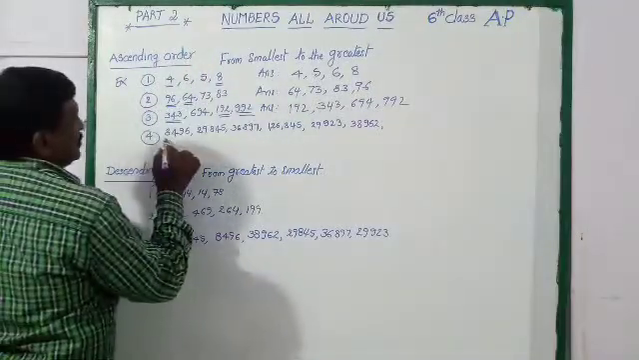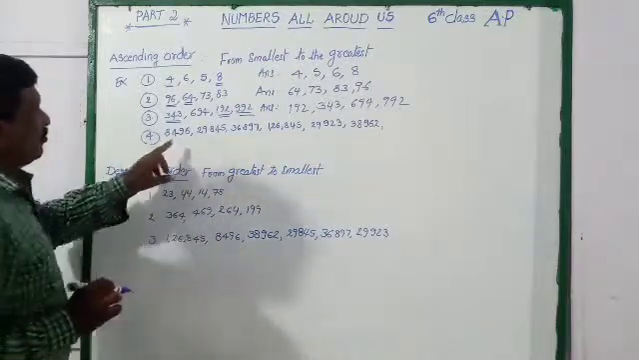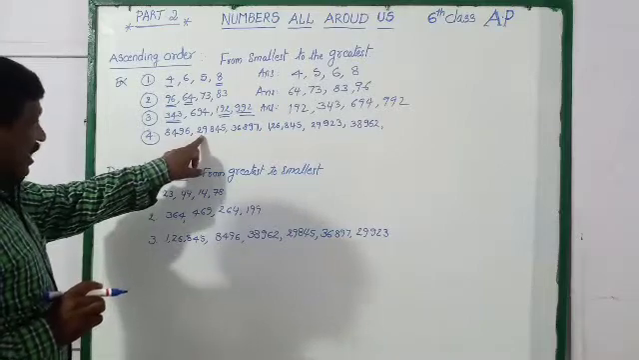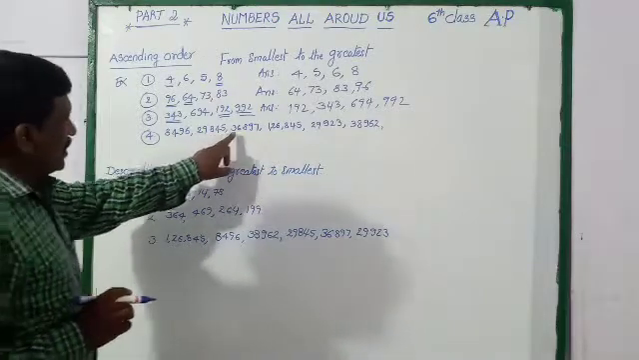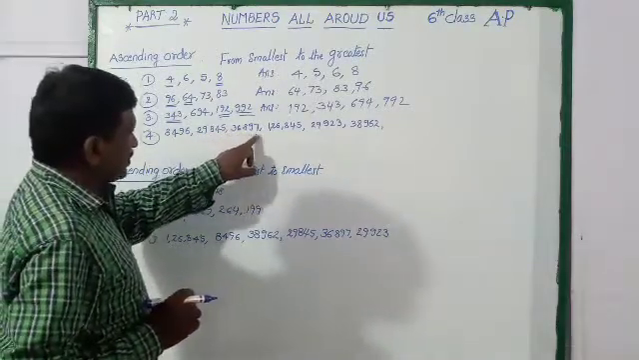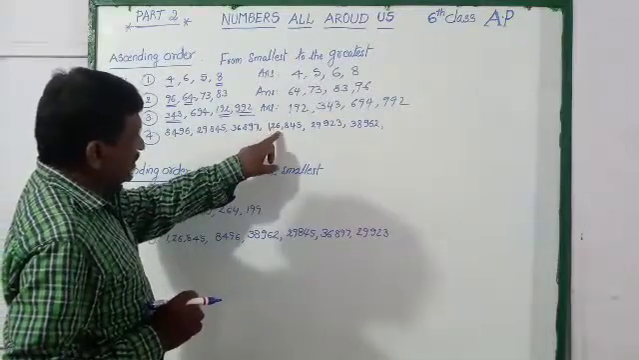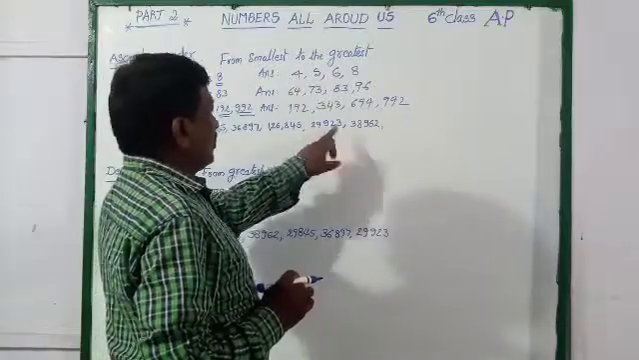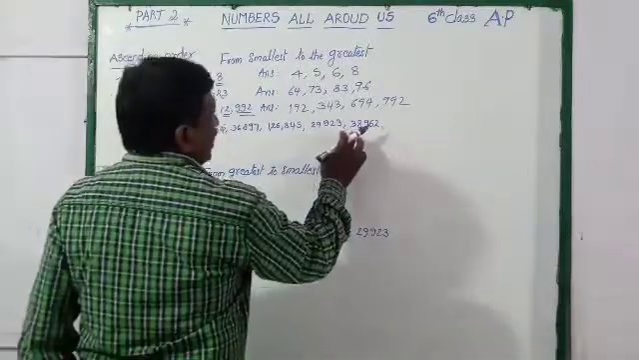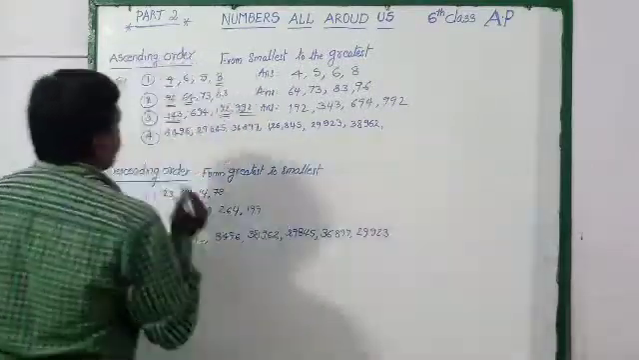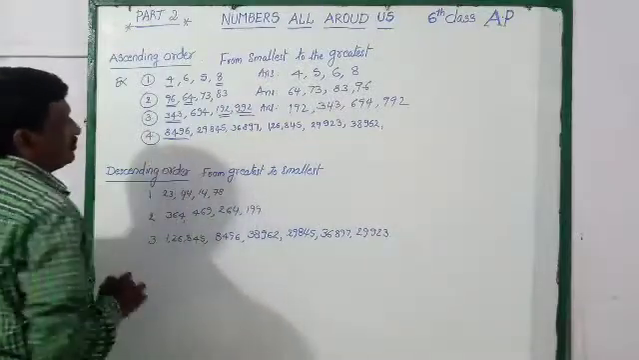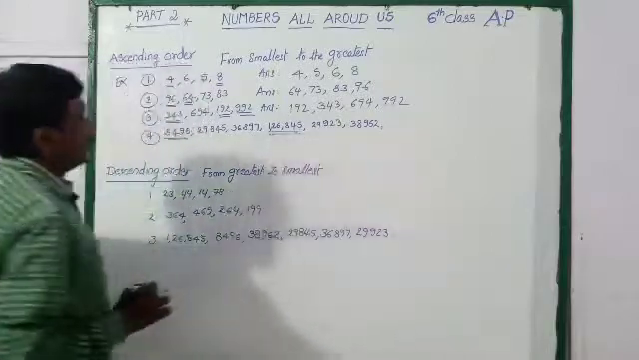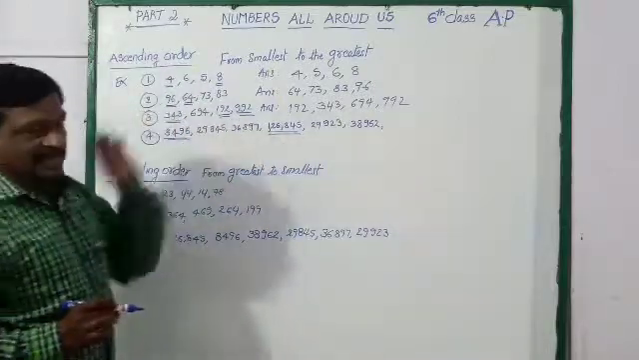Next in this row, which is smallest? 8,496, 29,845, 36,897, 1,26,845, 29,923, 38,962. Which is the smallest number and which is the greatest number? Smallest number and the greatest number.